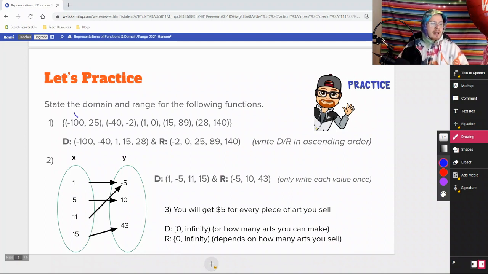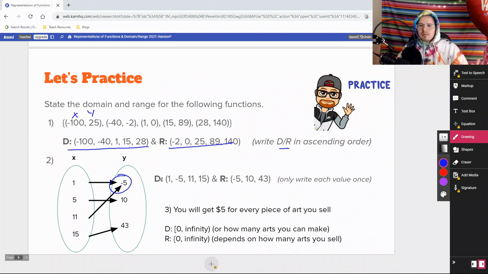You look at the x's, you look at the y's. You get the x's, you get the y's. And it's good practice to write your domain and range in ascending order, so least to greatest. And then on this mapping, you would only write each value once, so you've got multiple -5s, technically, right? And this applies for everything, tables, graphs. Just write it once. Don't write the same number twice in the domain or the range.